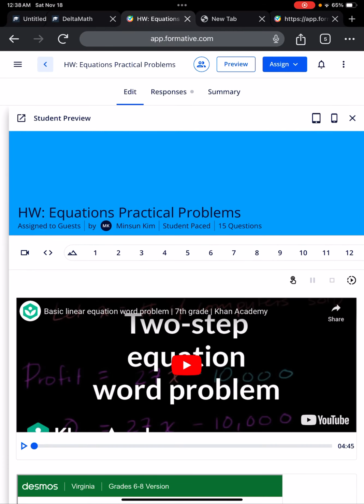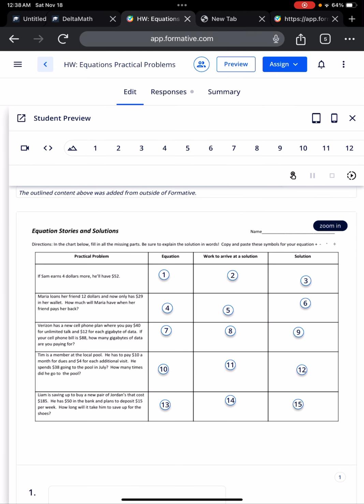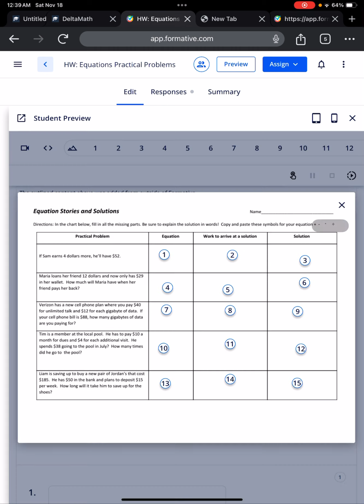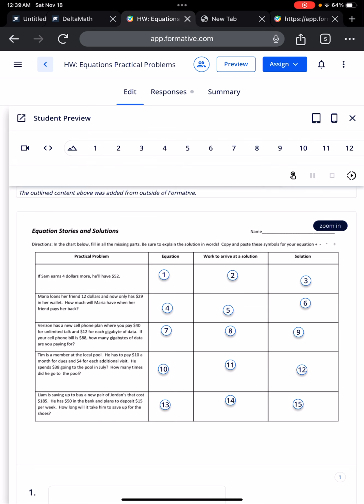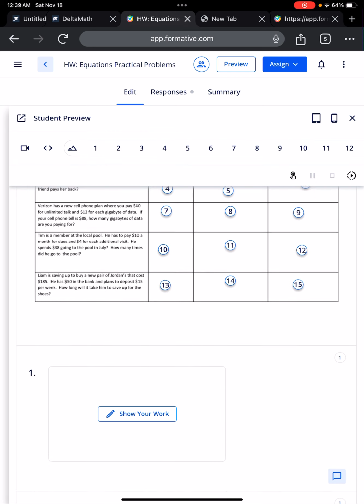So I'm doing homework, equations, practical problems now. So let's work on number 1. So let me pull this up.